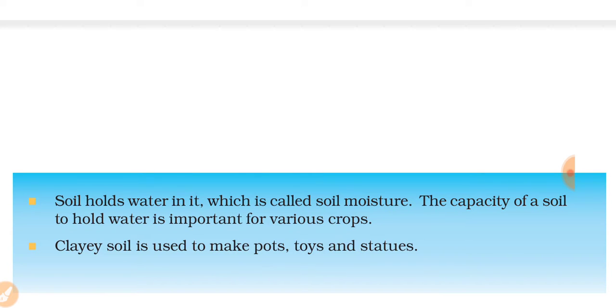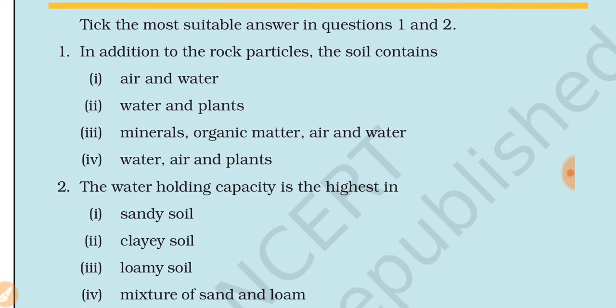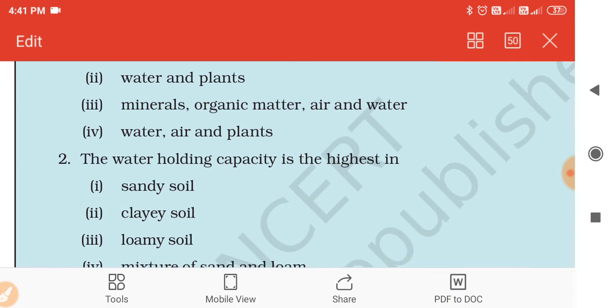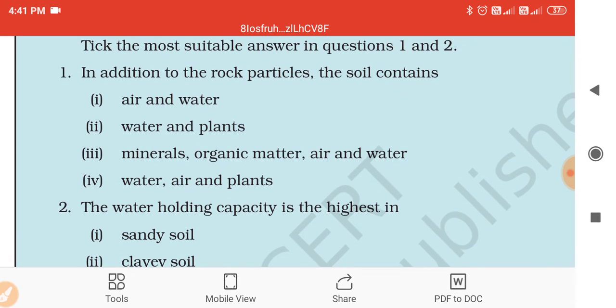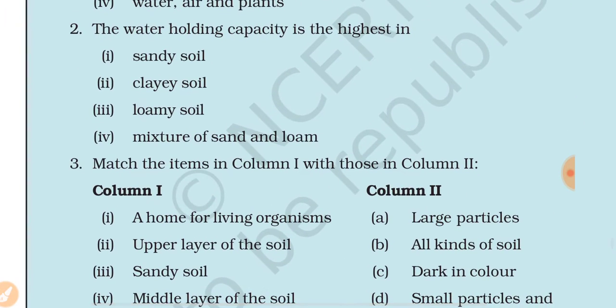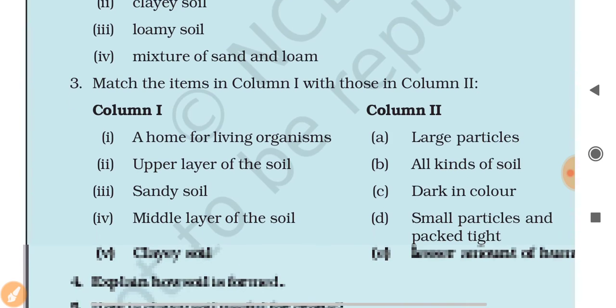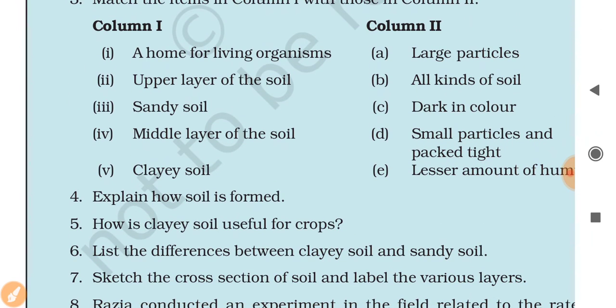Okay, if you have any confusion in the summary or to understand the chapter, you can tell me. I hope you will understand, and you can now answer these questions very easily. In addition to rock particles, the soil contains minerals, organic matter, air and water. The third is the right answer. Next is, the water holding capacity is highest in which soil? Water holding capacity, okay, it is of clay soil. Okay, next is a mixture of sand and loam. So you can do these questions very easily.